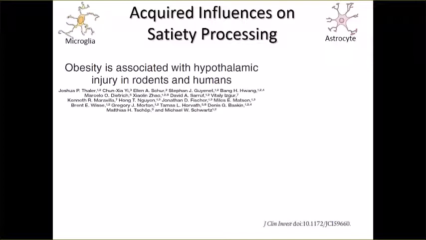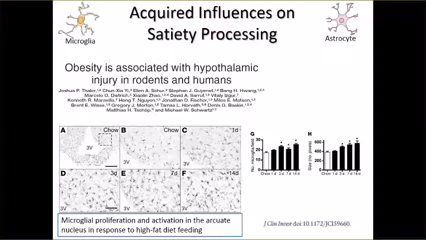So this was the paper done with colleagues Josh Thaler and Mike Schwartz, and others in endocrinology, where we showed that high-fat diet feeding in rodents rapidly induces an increase in the number and a reactive morphology in microglia within the arcuate nucleus. So here's 14 days of high-fat feeding. You see how these nice sort of thin microglial cells, the brain macrophages, become plumped up, and they get these short, stubby little processes consistent with an inflammatory response.